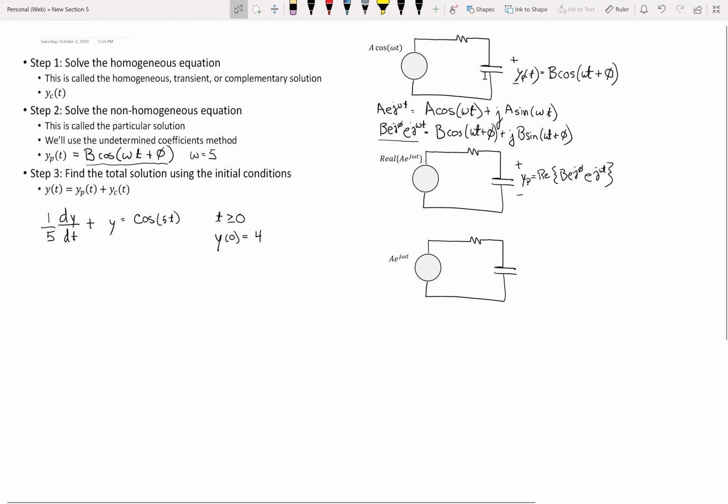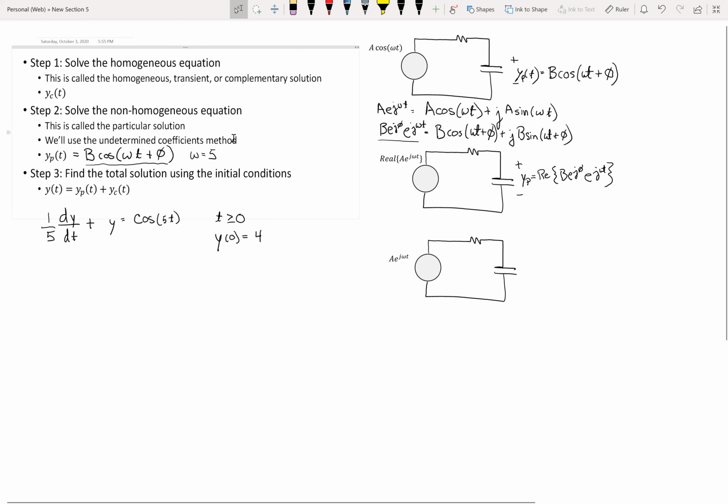Now, our process for solving this differential equation really follows three steps. We talked about this in class. First step is to solve the homogeneous equation, which is where we set the full differential equation equal to 0. So we remove the source. We call the solution to that equation the transient response or the homogeneous response, or in the book they call that the complementary solution. We call it y_c(t). Then we solve the non-homogeneous equation, which is the one with the source still there. The solution to that is called the particular or steady state solution.